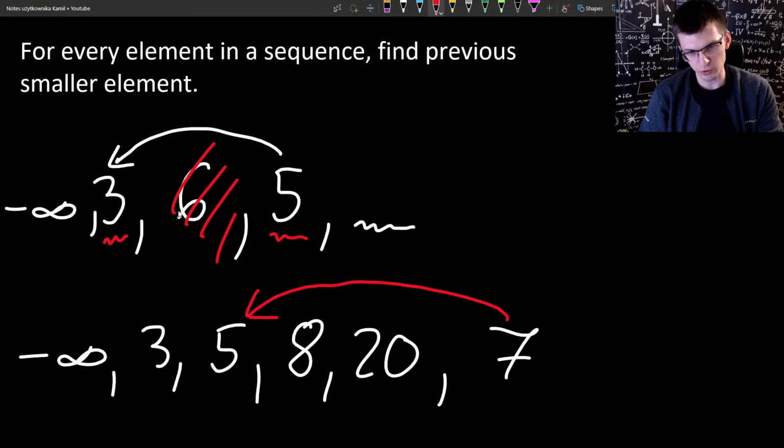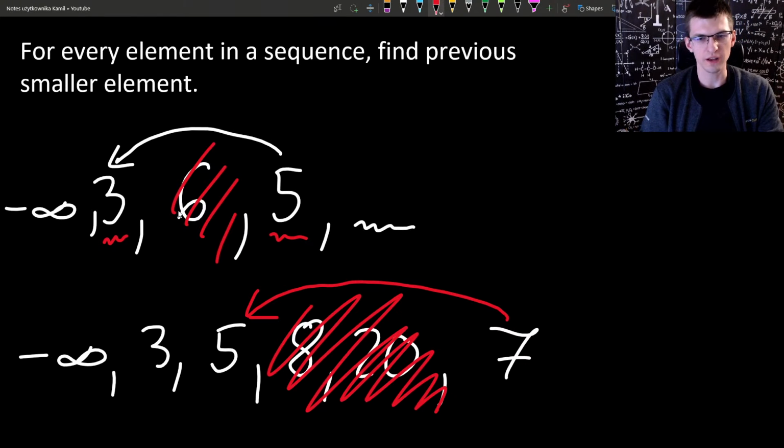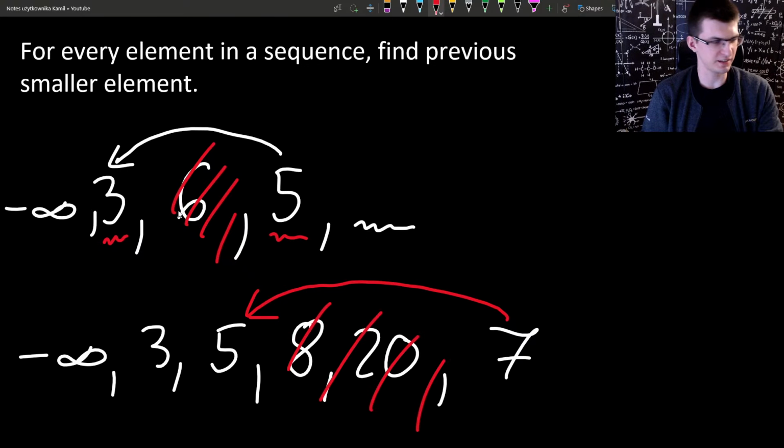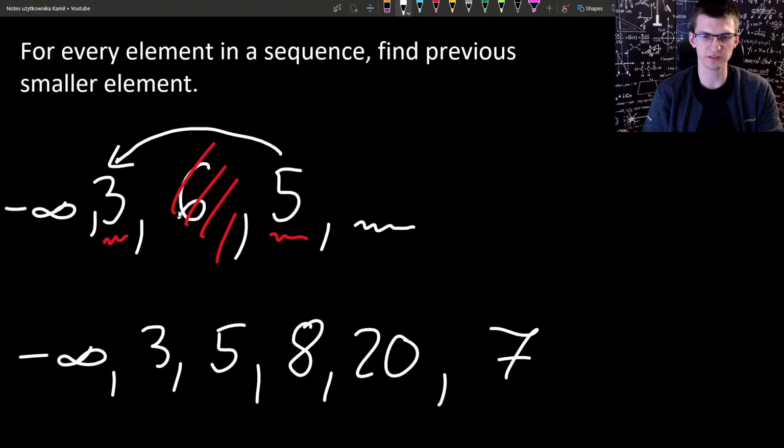But then we would remove this part, because we know 7 is better than 8 and 20 for every future value. In a moment here there will come 15. 15 will point to 7. 8 and 20 will not be the previous smaller element for anything new. And because we remove this part anyway, instead of binary searching, let's just do this.